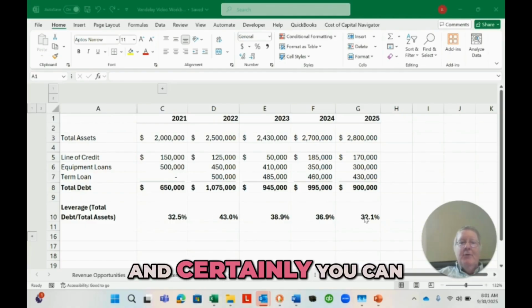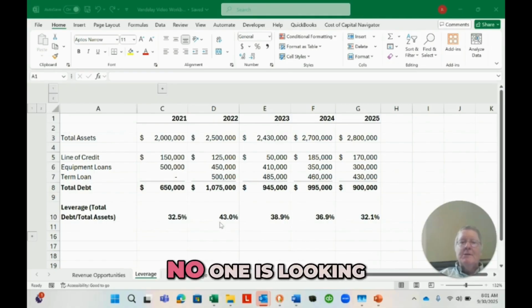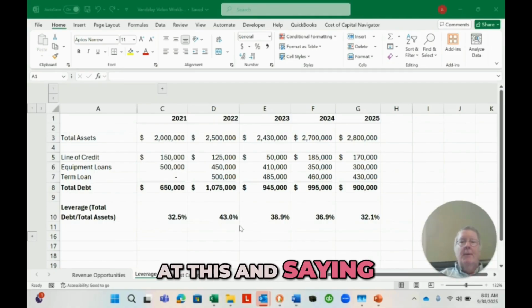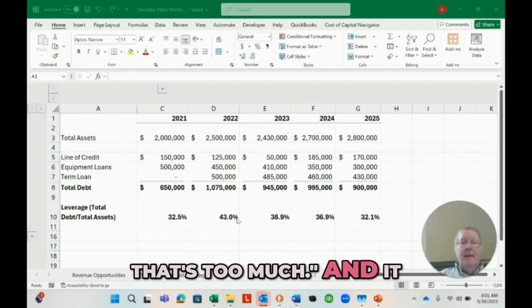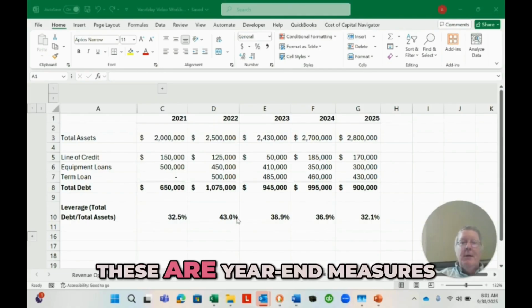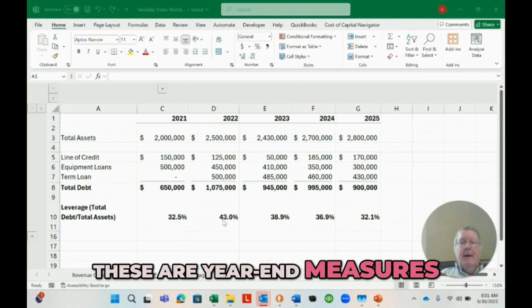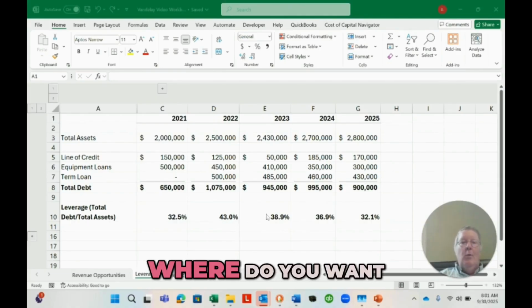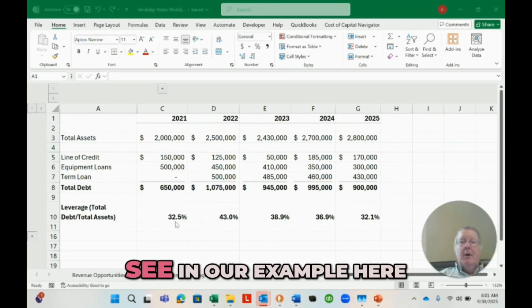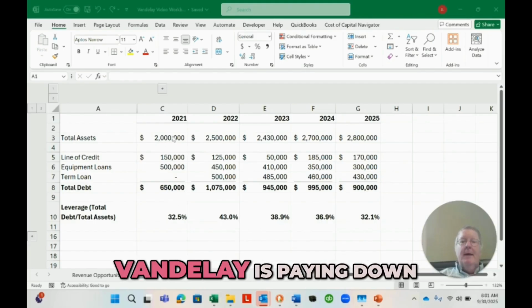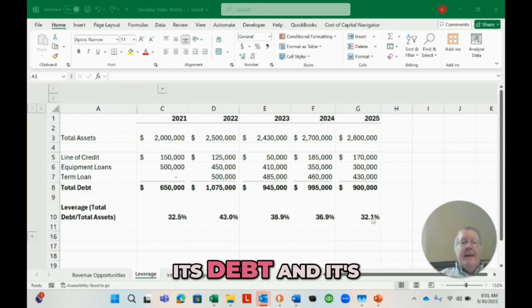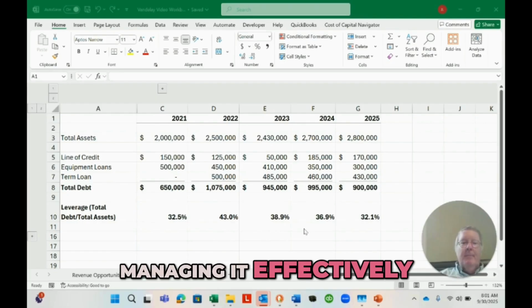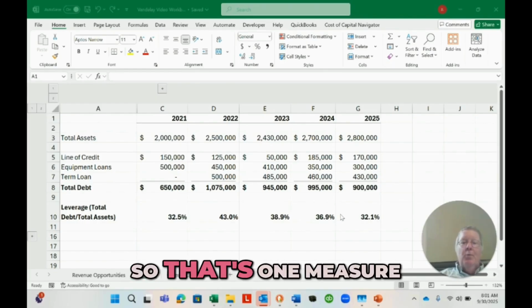And certainly you can vary from year to year. No one is looking at this and saying, oh my gosh, you went up to 43% in 2022. That's too much. These are year-end measures, but directionally, where do you want to be? And so you can see in our example here, Vandelay is paying down its debt, and it's managing it effectively, okay? So that's one measure.